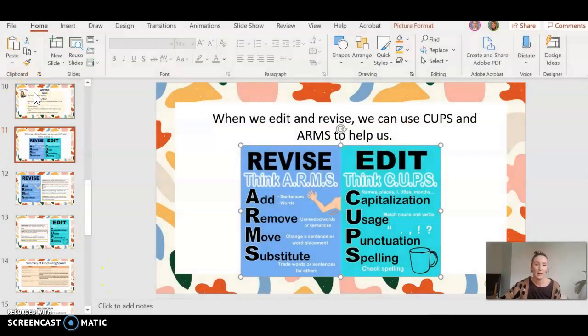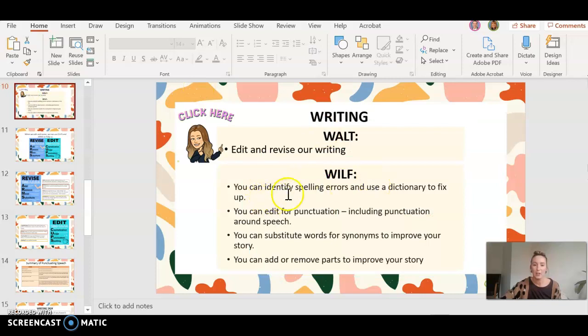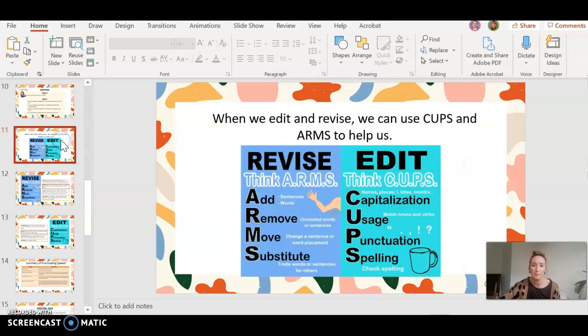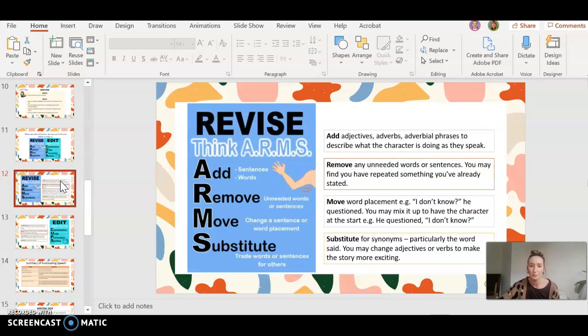So what I'm looking for is that you can look for spelling errors and fix them up. You can edit for punctuation. You can substitute words, which is swapping out words to improve your story, and add or remove parts to improve your story. So the first thing you're obviously going to need to do is finish your story if you haven't already. It doesn't need to be super long, just a really good, detailed and descriptive story. Remember, when we edit and revise, we can use CUPS and ARMS to help us. So I've got some slides to help us with that.